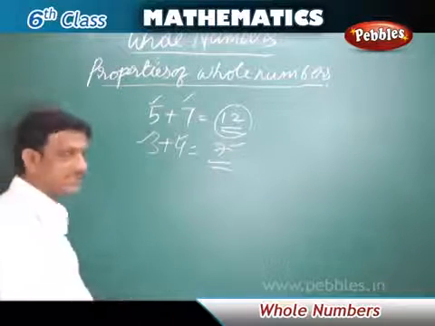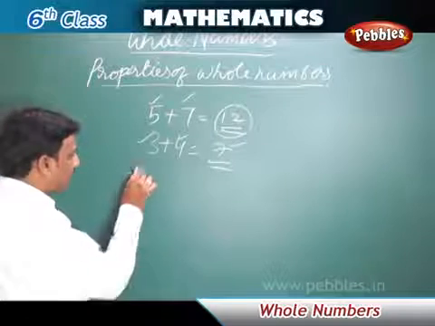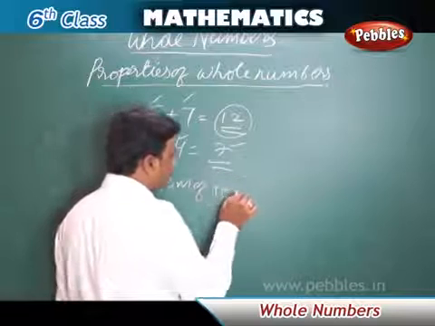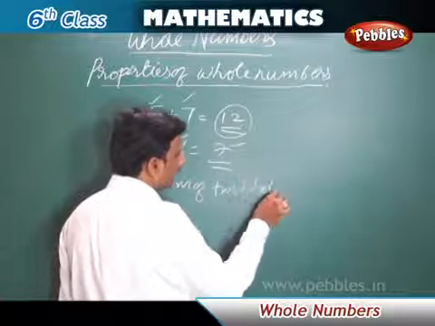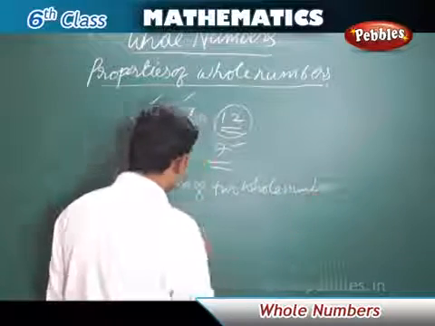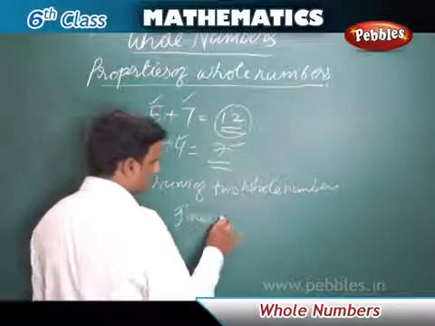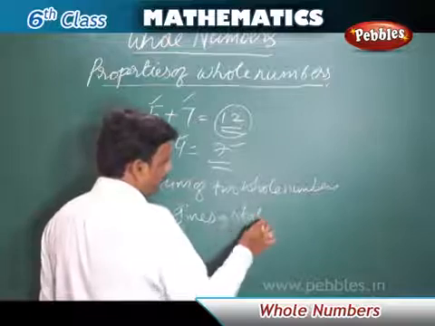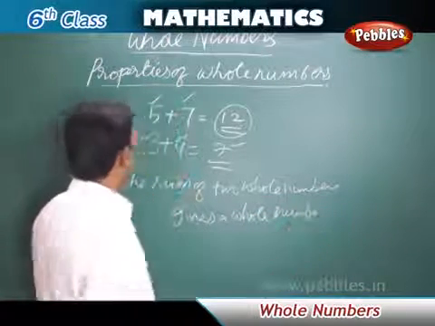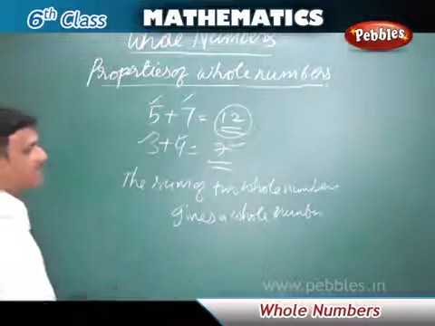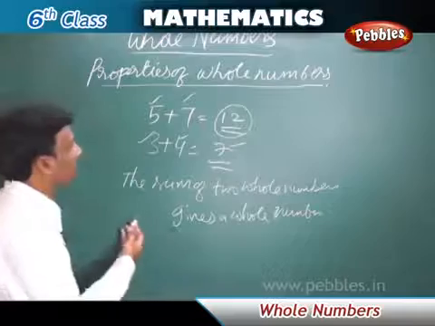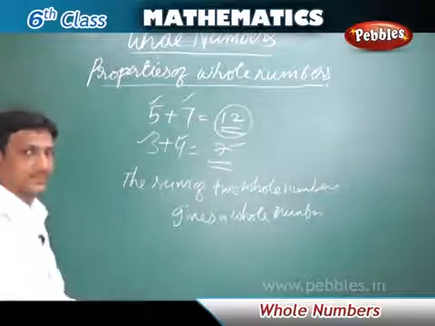From these examples we get that the sum of 2 whole numbers gives a whole number. So here the sum of any 2 whole numbers will be a whole number. So this is one of the properties of the whole numbers.